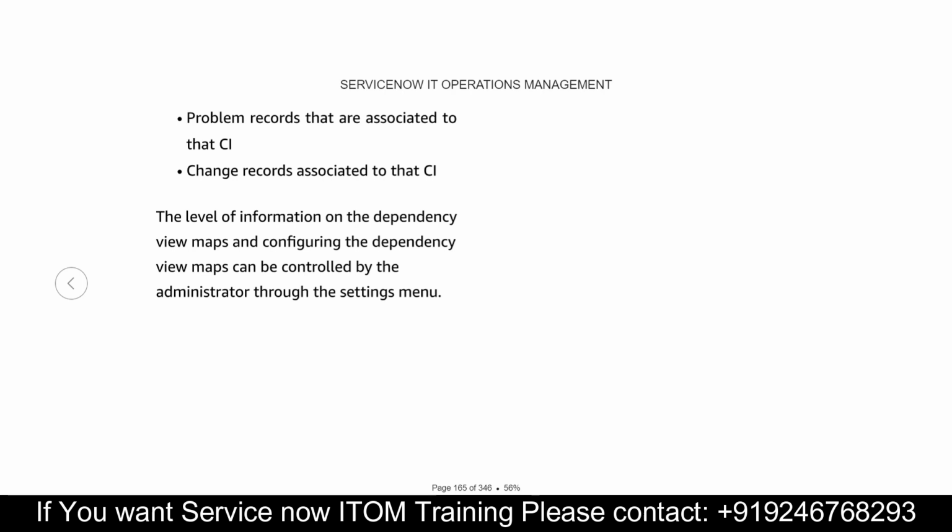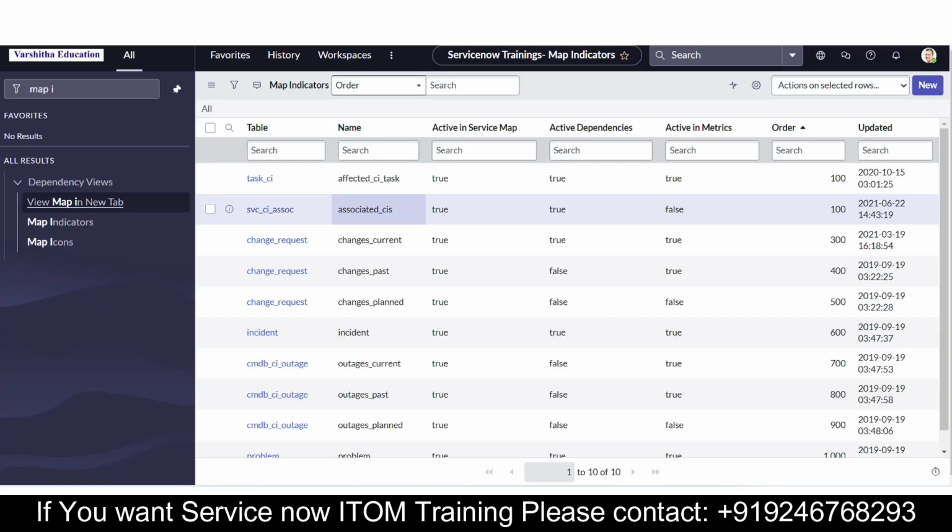What does it mean, dependency views? I need to see the dependency view maps in that area. For example, we are going to create the particular map indicators. The map indicators try to identify the meaning of those maps, and that is what they create. Like you can see that, these are already written map indicators.